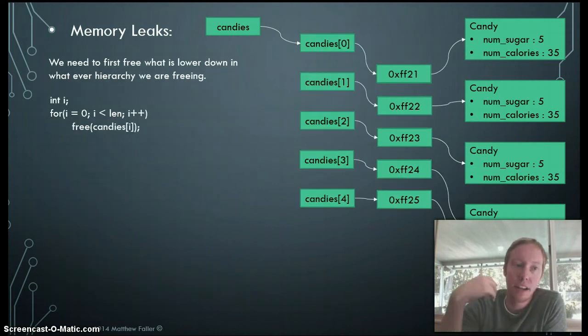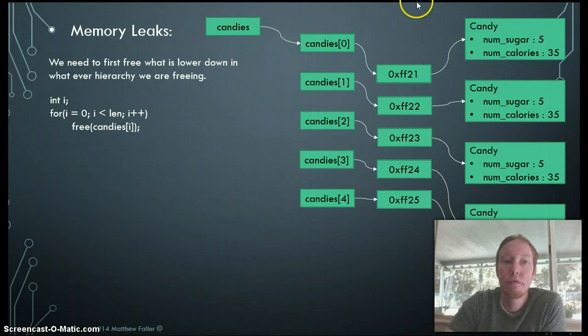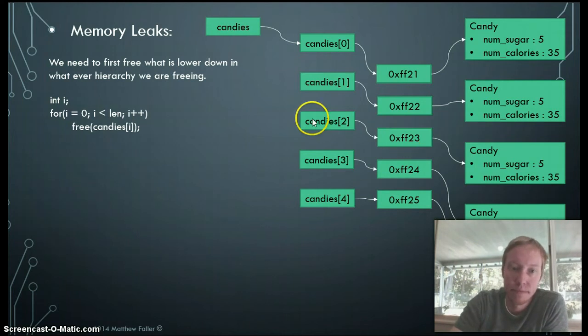So the proper way to free something, whenever you have a memory hierarchy, is to delve deep into the memory hierarchy, at whatever the deepest part is, free that first, and then go to the next part of the memory hierarchy, free that first, and so on, until that level is completely freed. Then you go back to whatever your previous level is and free that.